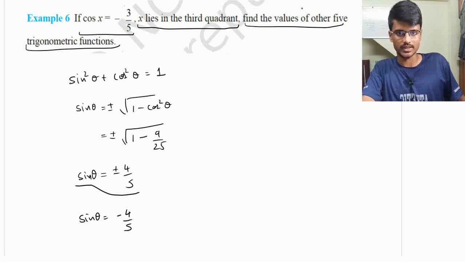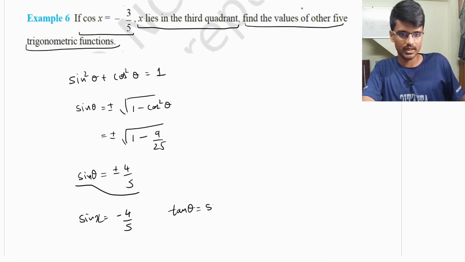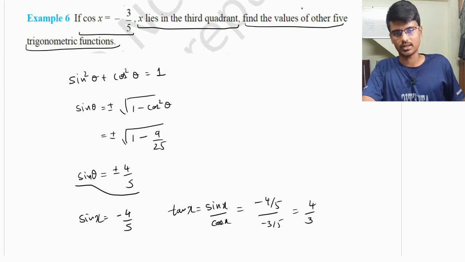Okay, so I know sin theta. Sorry, this is sin x. I'm so sorry, this is sin x. Okay, so I know sin x. What is tan x? Tan x is nothing but sin x by cos x. Sin x is minus 4 by 5 and cos x is minus 3 by 5. So I am getting 4 by 3, which is positive. Yeah, tan x in the third quadrant is positive, so it's positive.